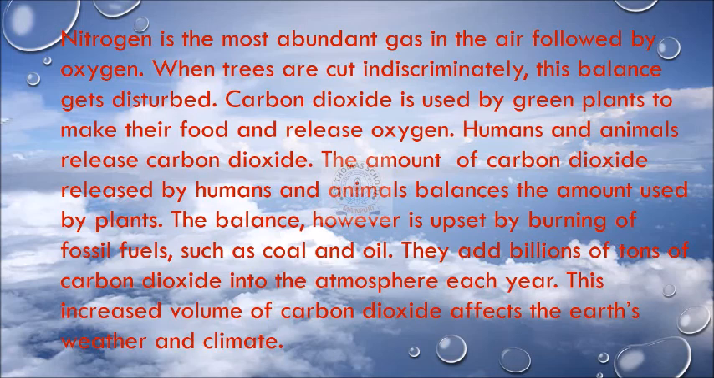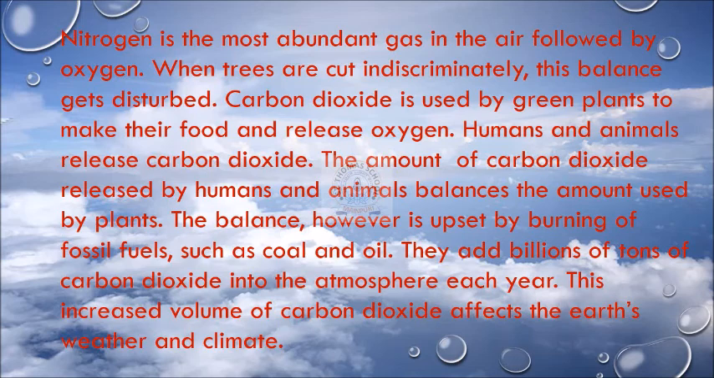Humans and animals take oxygen from the air as they breathe. Green plants produce oxygen during photosynthesis. In this way, oxygen content in the air remains constant. When trees are cut indiscriminately, this balance gets disturbed.